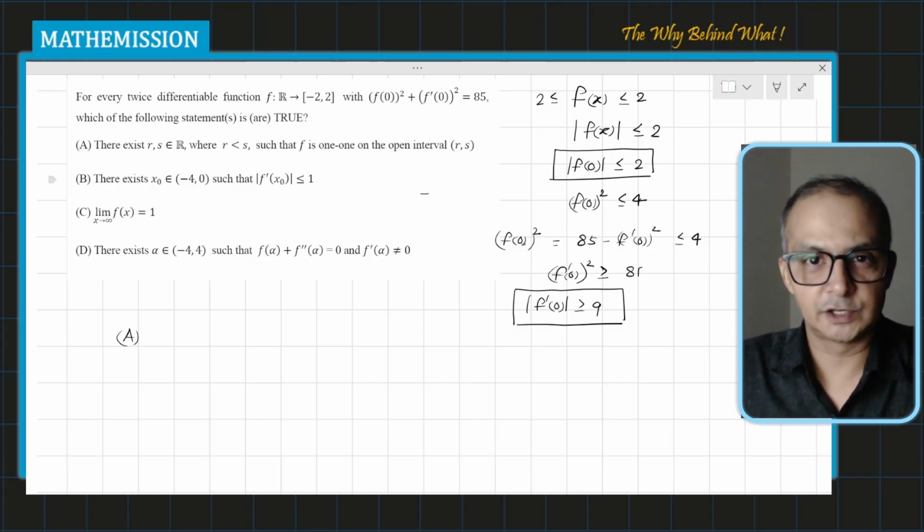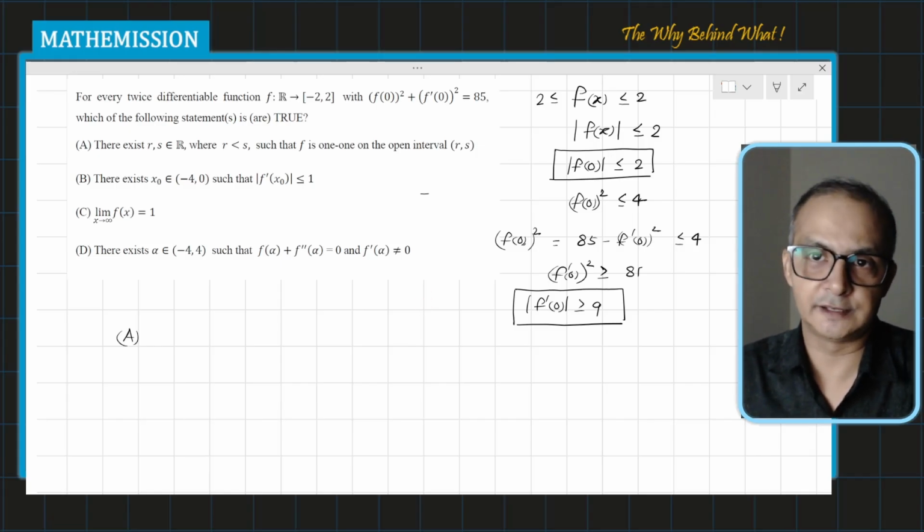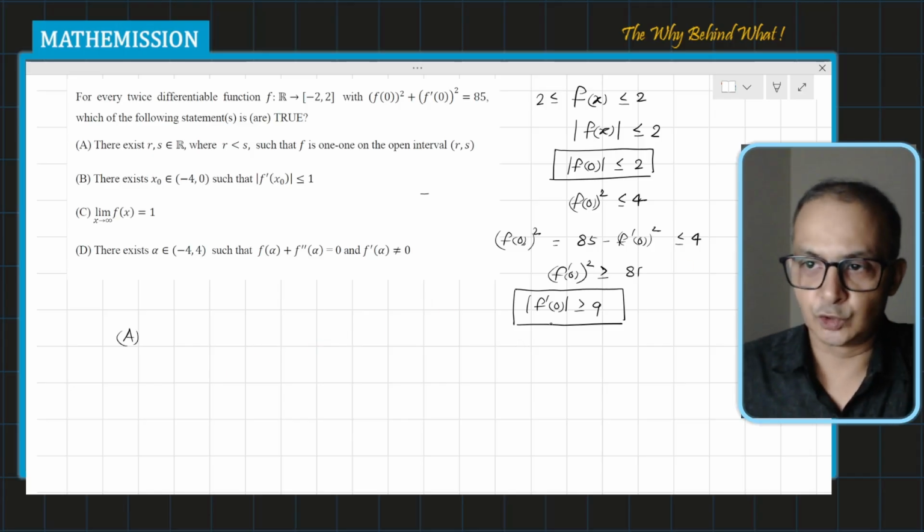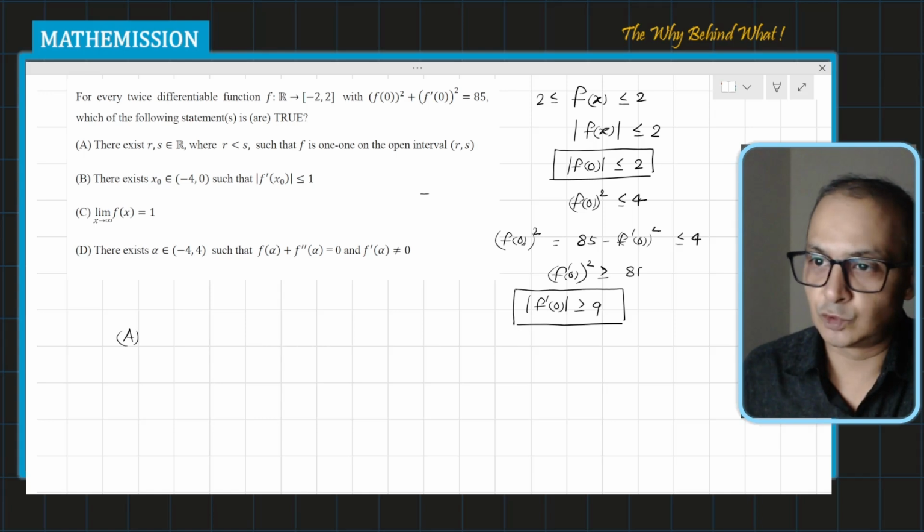So if the function is 1-1, the function must be strictly increasing in that interval. So it is sufficient to observe or prove whether the function is increasing or not in any open interval. If we can find such an interval r to s in which the function is increasing, that is sufficient to tell that this statement is correct. So for that, we are going to assume, not assume, it is already given.